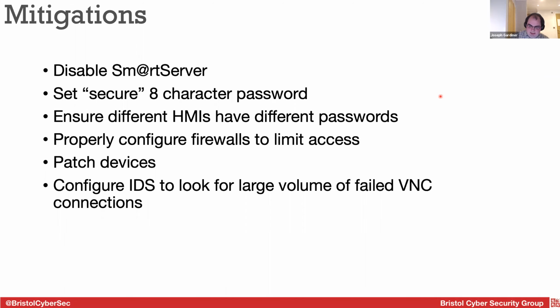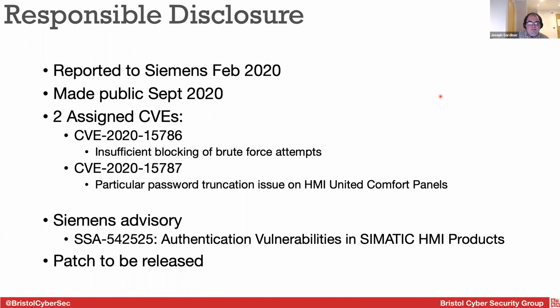And finally, we disclosed to Siemens in February this year, and they issued the CVEs in September this year. So there's two assigned CVEs: CVE-2020-15786, which is the insufficient blocking of brute force password attempts, and CVE-2020-15787, which is a very particular password truncation issue they discovered themselves on the Unified Comfort panel range, but not the generic VNC issue that I just described. This is all described as Siemens Advisory 542525, and they are planning to release a patch according to that advisory.